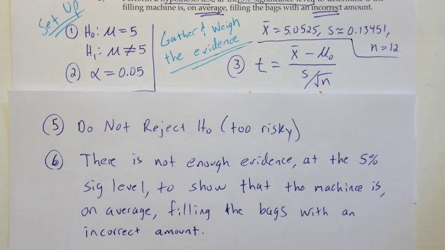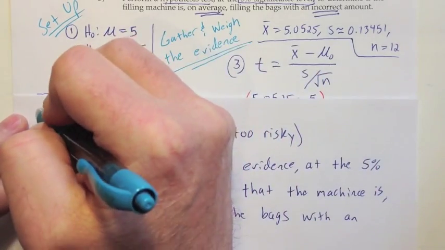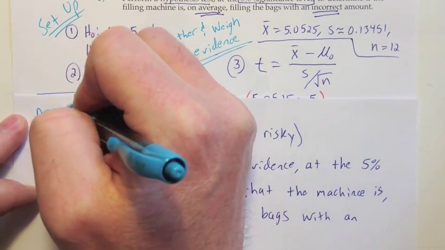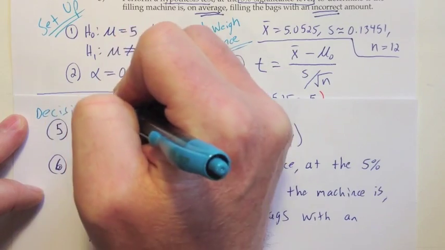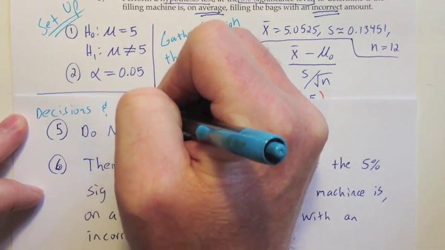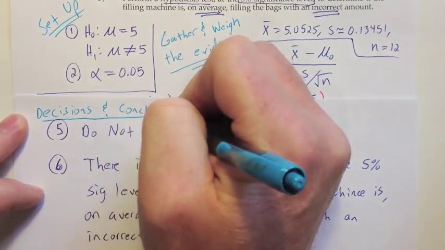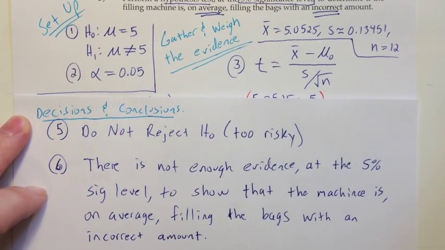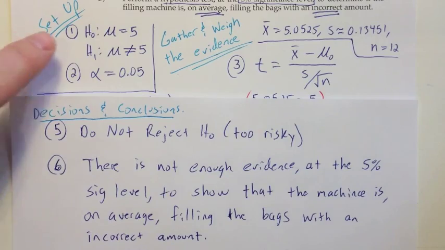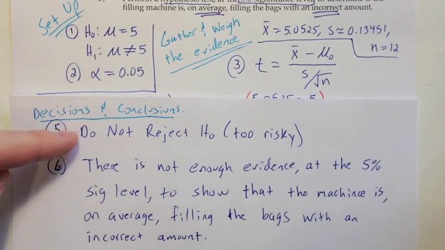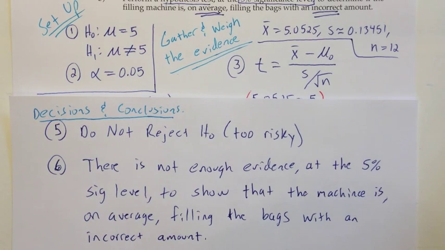And just one other thing to note here, when I moved on to step 5, that was the final phase of this, which is decisions and conclusions. It's not vital that you label this, but we do a hypothesis test in 3 phases. We have our setup phase, the gather and weigh the evidence phase, and then the phase of coming up with our decisions and stating our conclusion in words.